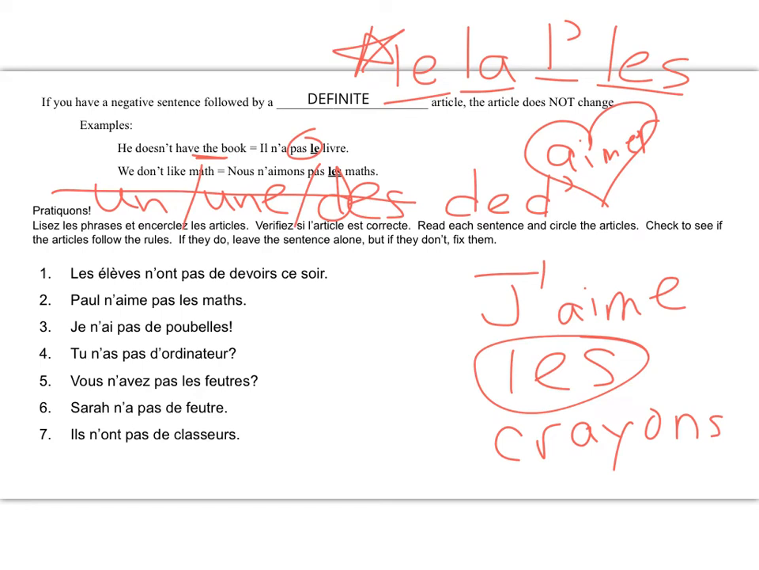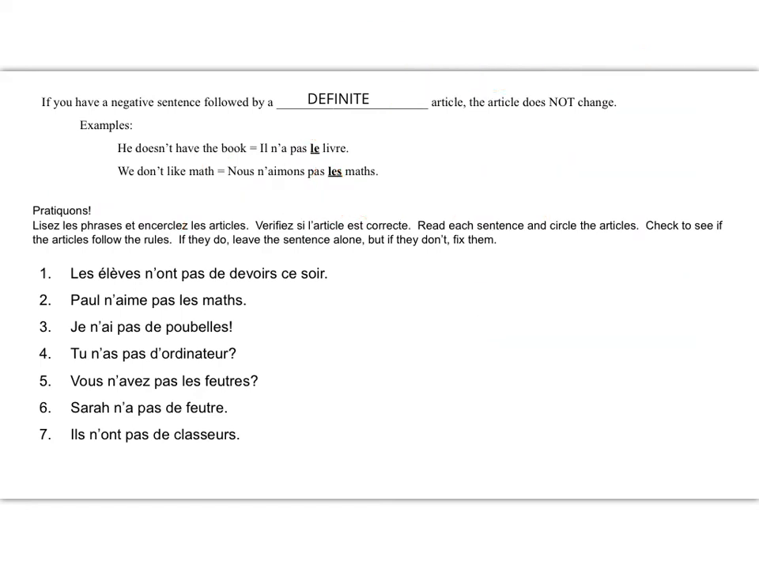Okay, so hopefully you have finished. At this time, we are going to look and see what the answers should be. In the very first one, you should have said, les élèves n'ont pas de devoirs. The next one is Paul n'aime pas les maths. Number 3 is je n'ai pas de poubelle. Tu n'as pas d'ordinateur. Vous n'avez pas les feutres. Sarah n'a pas de feutre. And then ils n'ont pas de classeur.